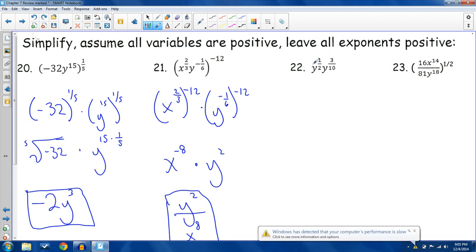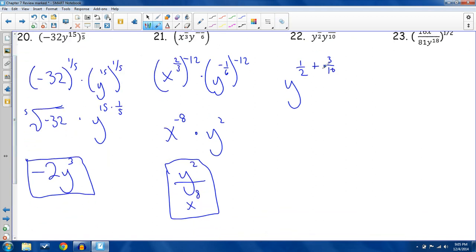Okay, y to the 1/2 power times y to the 3/10 power. Same base, you have to add the exponents now. That's y to the 1/2 plus 3/10 power. You've got to do a common denominator, of course. 5/10 plus 3/10, which is y to the 8/10.